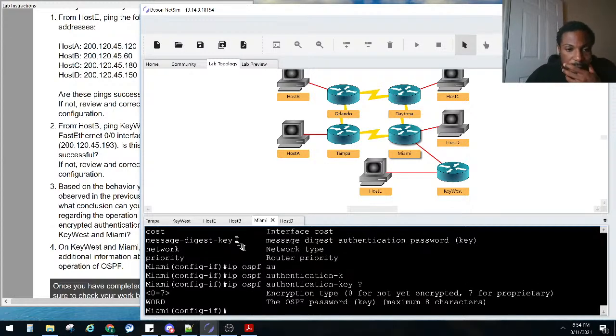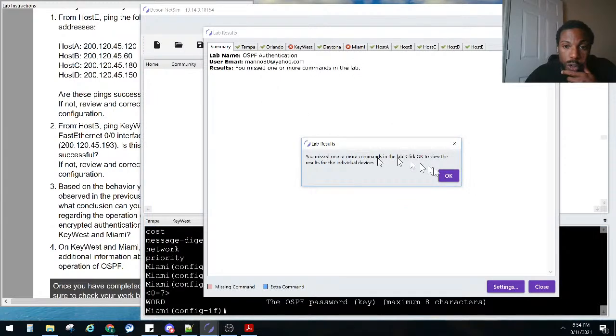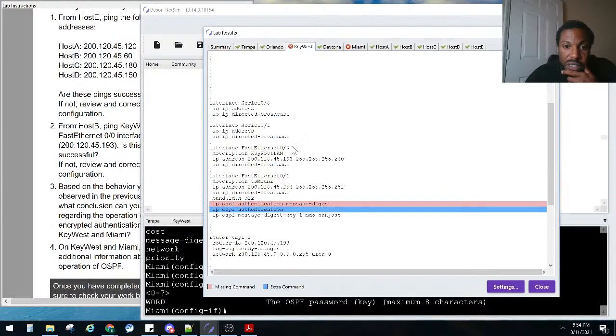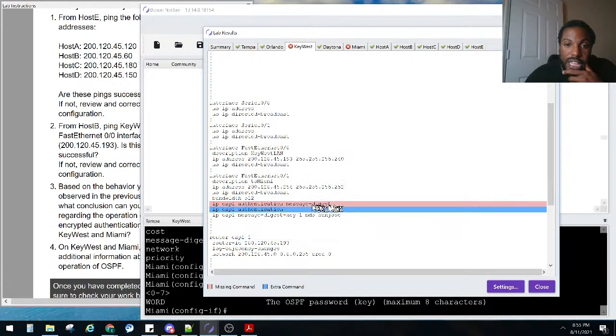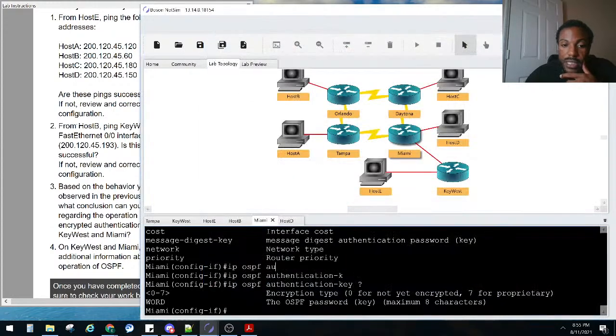You know what? Let's just do this. Let's see what I've got wrong, because I've got something wrong. We'll grade the lab right here. That's what I love about Boson NetSim, and we'll see what we got wrong here. We missed one or more commands. What did we miss? We've got to put in the digest by itself, and I did that. Didn't it say that I'm missing a keyword there? So not just that. That's clear text. This does the MD5. So we need to remove that. That's why this is highlighted in blue. This is an extra command. I didn't need to do that. I needed to put that right there for MD5. So this right here in red, right? That's what I like about Boson. It'll correct us if I'm steering you guys wrong here.